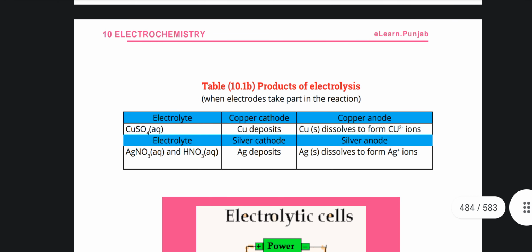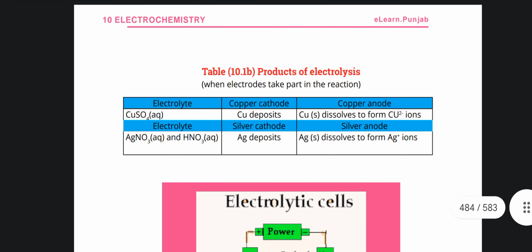Table 10.1b shows the products of electrolysis when the electrodes take part in the reaction. Electrolyte CuSO4, copper cathode: Cu deposits; copper anode: Cu dissolves to form Cu2+ ions. Electrolyte AgNO3 and HNO3, silver cathode: Ag deposits; silver anode: Ag dissolves to form Ag+ ions.